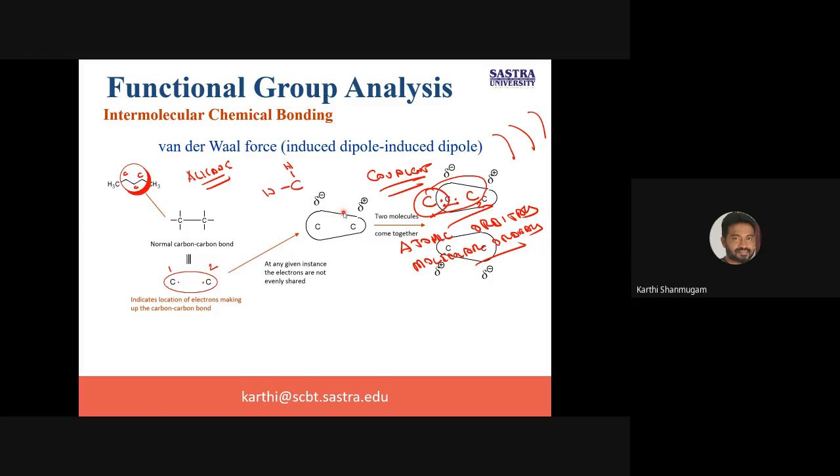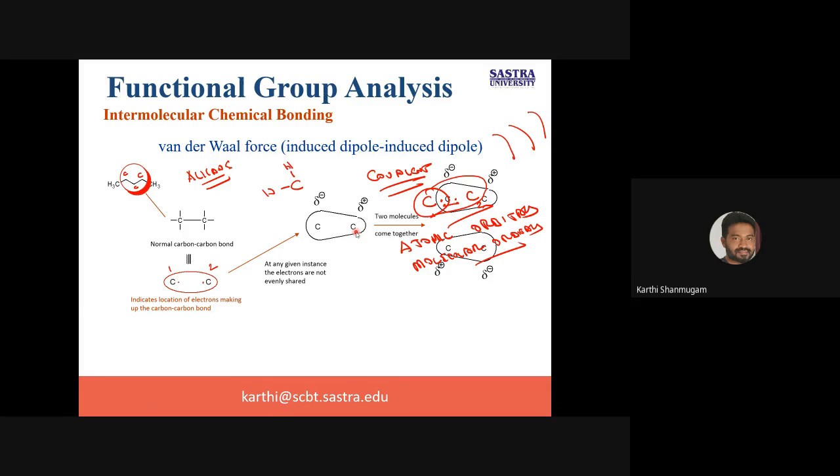Is it understandable? So can you now tell why this is called a transient dipole? It is not a permanent dipole. So why do we call it a transient dipole? The distribution of electrons will not be symmetric.